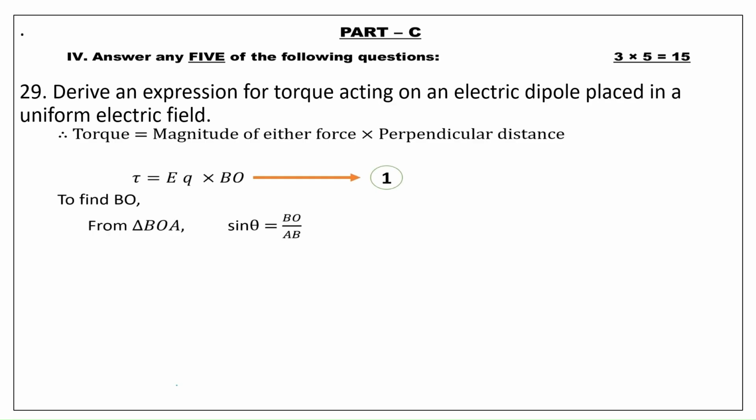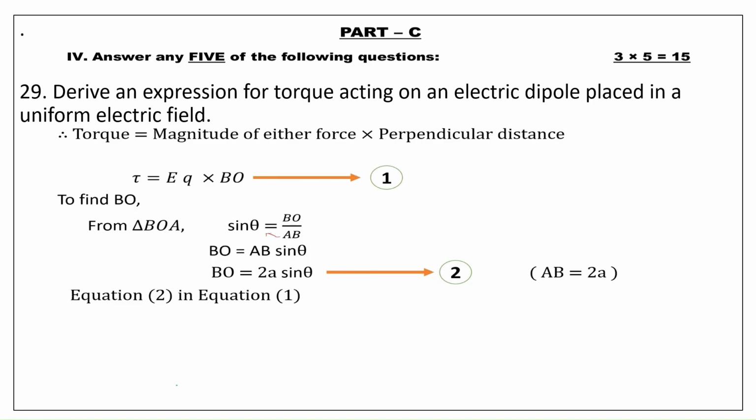To find BO, from triangle BOA, sin theta = BO/AB. Therefore, BO = AB sin theta. But AB = 2A. Therefore, BO = 2A sin theta. Mark it as equation number 2. Now, substitute equation 2 in equation 1. We get τ = EQ × BO, that is, τ = EQ × 2A sin theta.